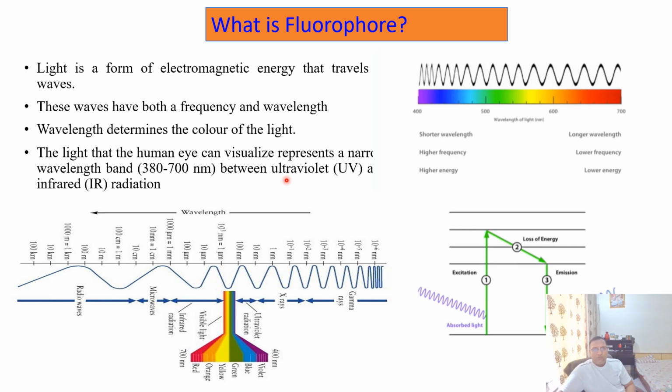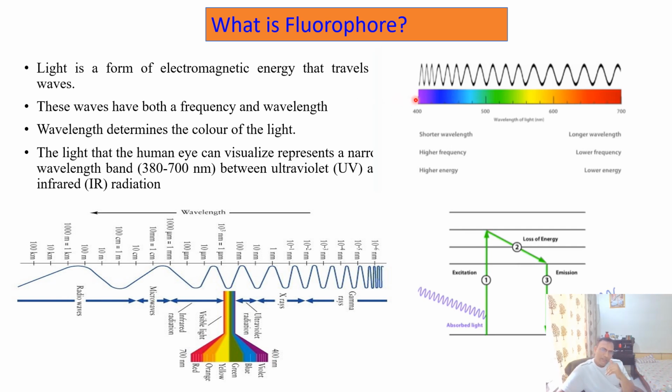Now we will learn about the fluorophore. So what is a fluorophore? Fluorescence. As we know, light is a form of electromagnetic energy. It travels in a wave. These waves have both frequency and wavelength, and the wavelength of any light determines its color. So 400 nanometer is violet, and 700 nanometer is red. Beyond this is infrared, and lower than this is ultraviolet.